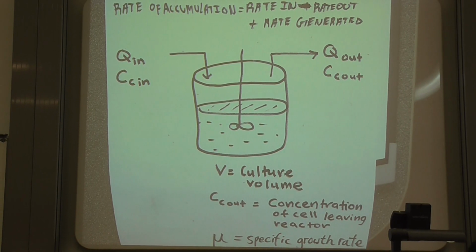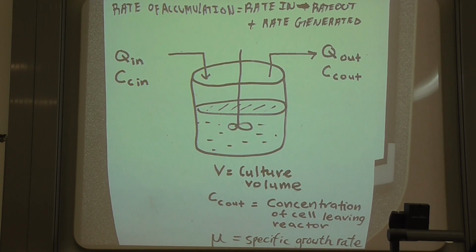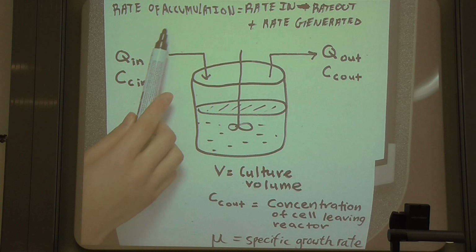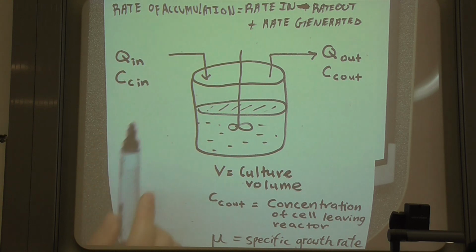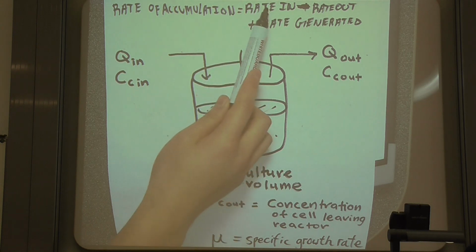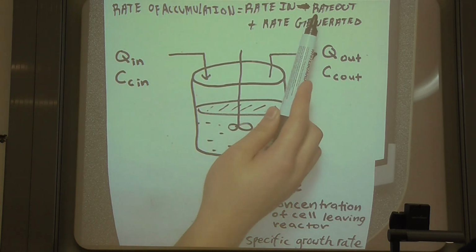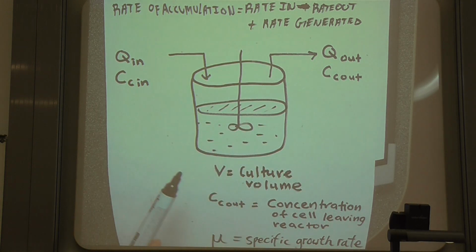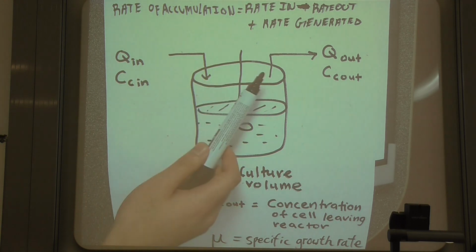So today we're going to look at a mass balance for the fed batch process. So let's start with the basics. For the mass balance, the rate of accumulation of cells in the vessel is equal to the rate of cells going into the vessel, minus the rate of cells going out of the vessel, plus the rate of cells generated inside the vessel. So here you can see a generic vessel with an input and an output.